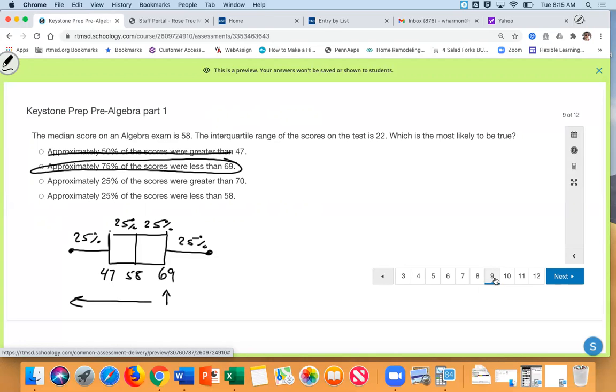Let me check. Approximately 25% of the scores were greater than 70. Nope. Can't make that assumption. 70 is not even on here. It says approximately 25% of the scores were less than 58. No, it's the median. It means 50% is less. So there we go.